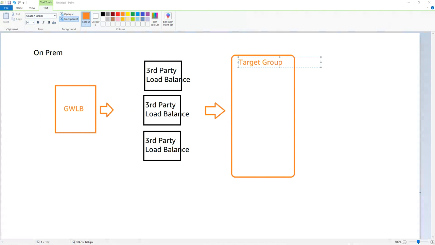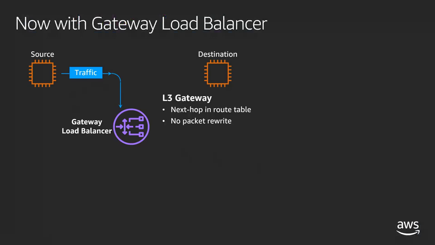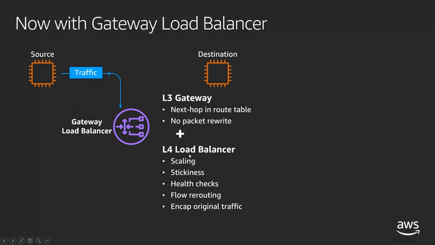So if I show you how the diagram would look with a gateway load balancer, your source and destination are here. Source traffic will be forwarded to the gateway load balancer, and then the gateway load balancer will forward it to the fleet of third party services which are running. Once they check the traffic, they would forward requests through the gateway load balancer back to my destination.